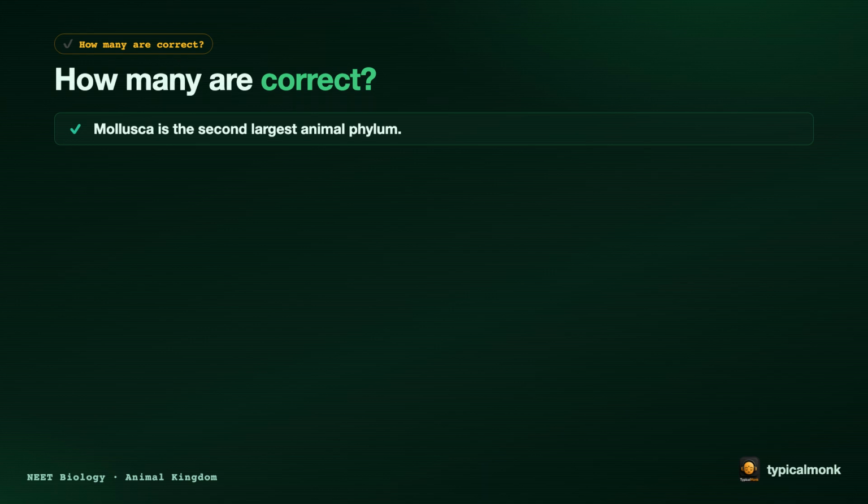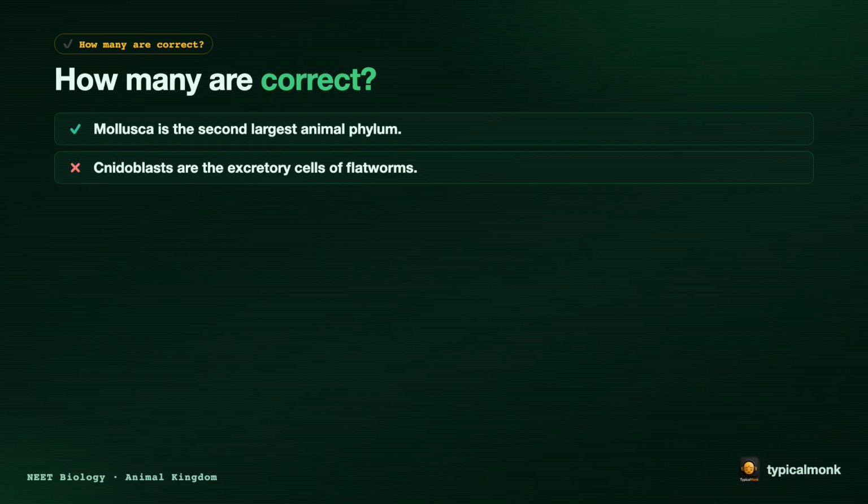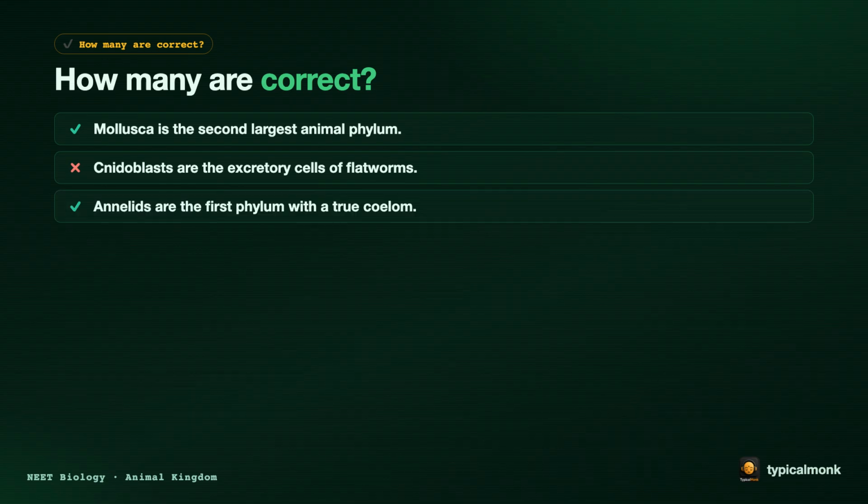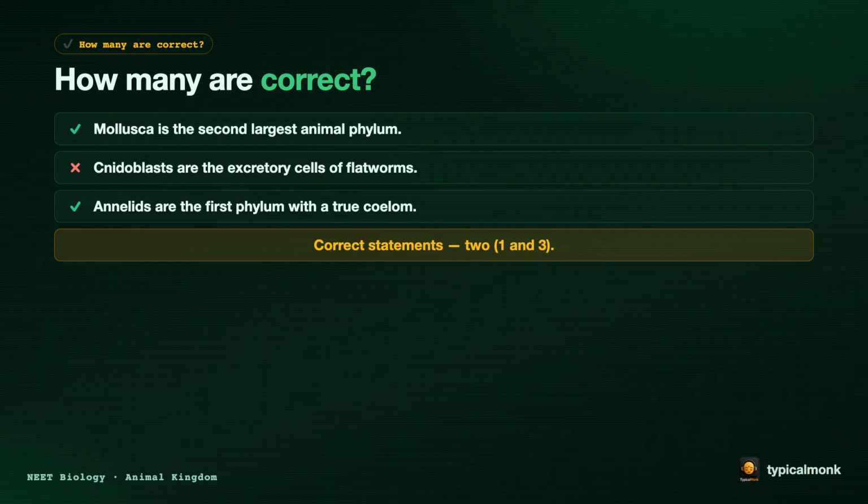Now the third drill, how many of these statements are correct? Check them one by one. First, Mollusca is the second largest animal phylum. This is correct. Second, cnidoblasts are the excretory cells of flatworms. This is wrong. Third, annelids are the first phylum with a true coelom. This is correct. So the correct statements are two. That is, the first and the third.